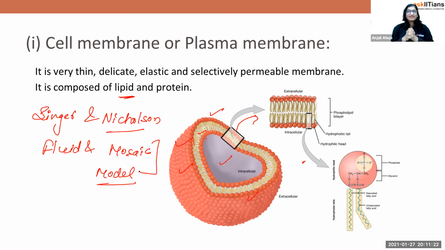This was given by Singer and Nicholson. They explained the structure of the cell membrane in a beautiful way. The one that you see on the screen is actually explained by them. This membrane is not made of a single kind of thing. It has something two times. This two-time is known as bilayer. Bilayer means two halves, not two separate layers, but two parts of it. This is known as the phospholipid bilayer.